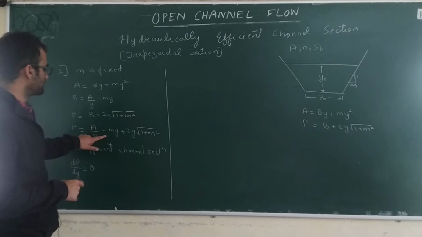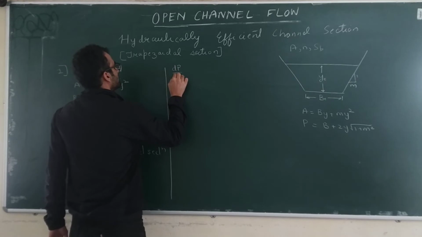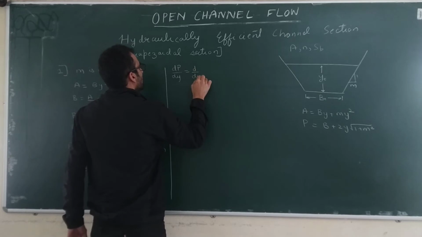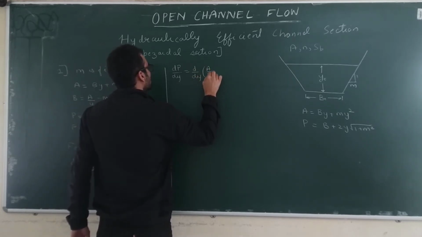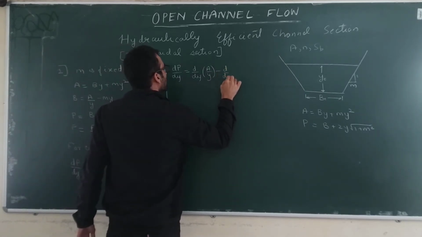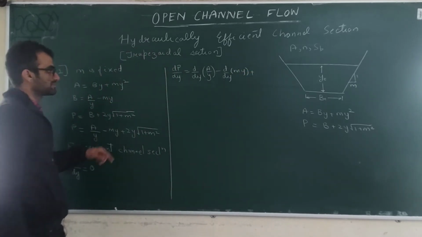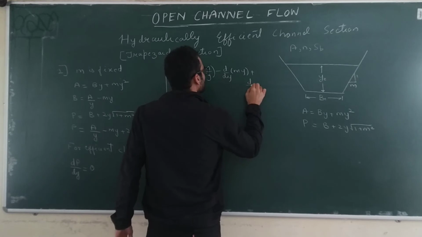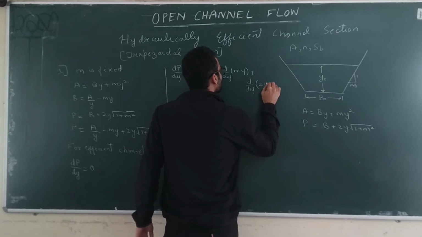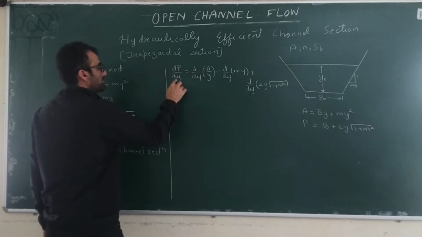P is a by y minus my plus twice y under root 1 plus m square. So dp by dy will be equal to d dy of a by y, minus d dy of my, plus d dy of twice y under root 1 plus m square. Now dp by dy should be equal to 0.